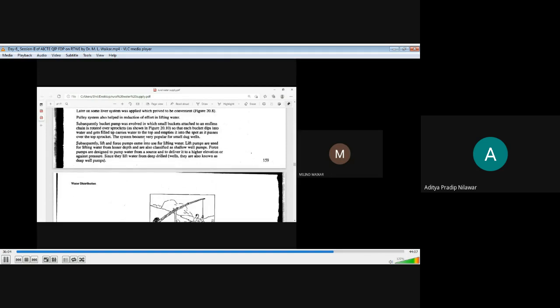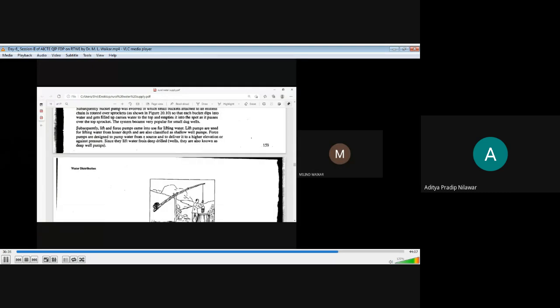Subsequently, a bucket pump was evolved, in which small buckets are attached to an endless chain, and this is rotated over the sprockets, so that each bucket dips into the well water and gets filled up, carries water to the top and empties into a spout as it passes over the top sprocket. So this is a simple arrangement. This system became very popular for small waterworks. Subsequently, we started using lifts and pumps.